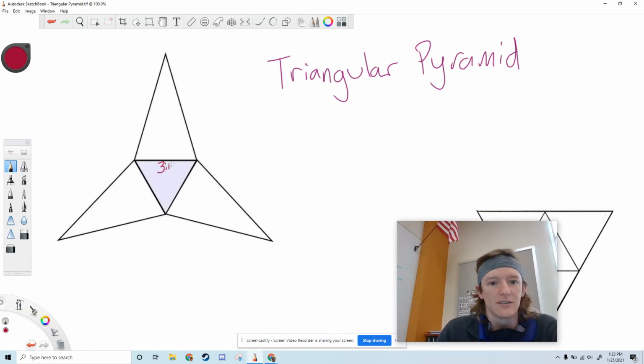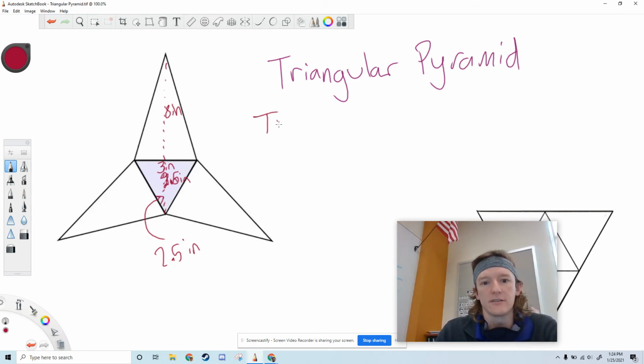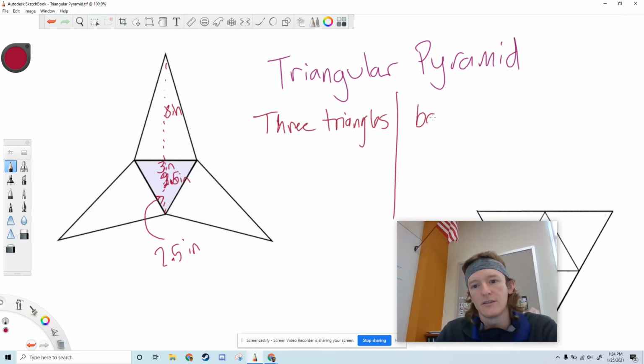So let's say this is 3 inches, and the height is 8 inches. So here, we're also going to need to know the height of this triangle. So we'll call it 3 inches. I don't know if it's exact. In fact, it's not, because it would have to be smaller than that 3. Let's call it 2.5 inches. That's the height of the inside triangle. So we're going to have 3 triangles and a base triangle.